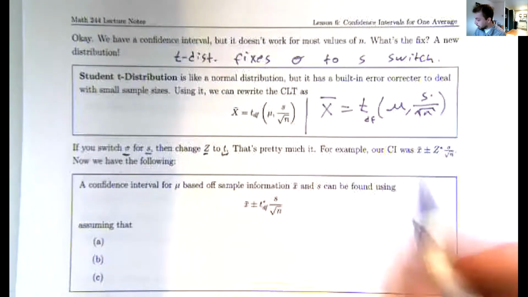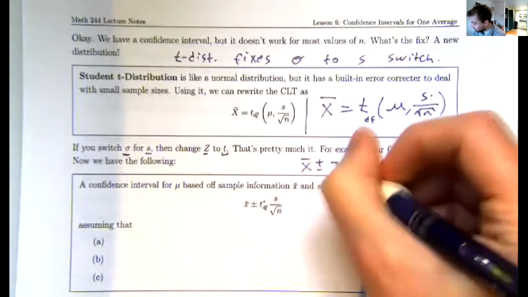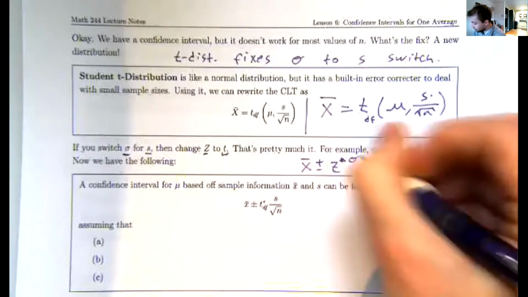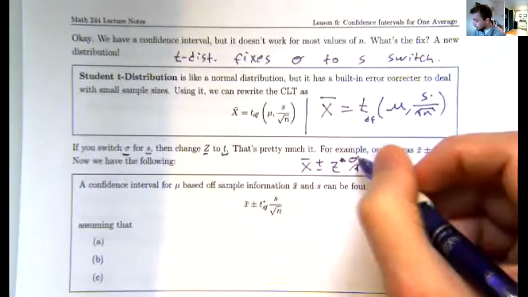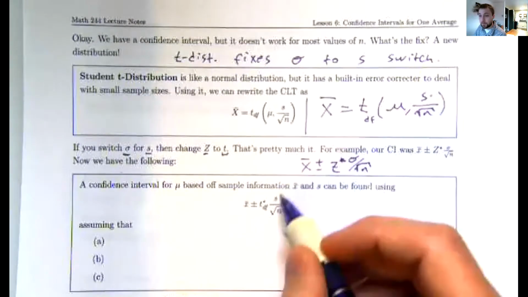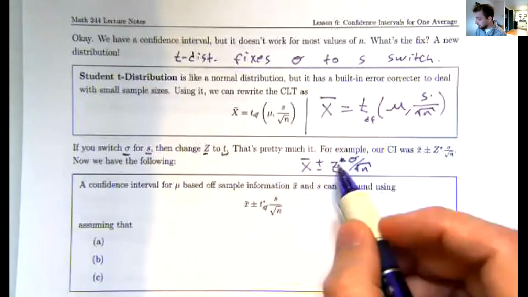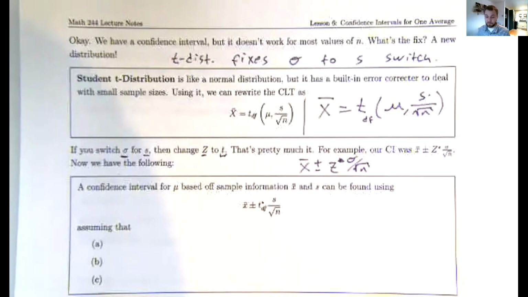But what this means is my formula that used to look like x bar plus or minus z star sigma over the square root of n, where I didn't want to have the sigma. Well, I could change the sigma to an S. If I change this to an S, I change this z to a t. And this might just seem like alphabet soup here for a while, and that's okay. We're going to do some problems to make this a bit more concrete.